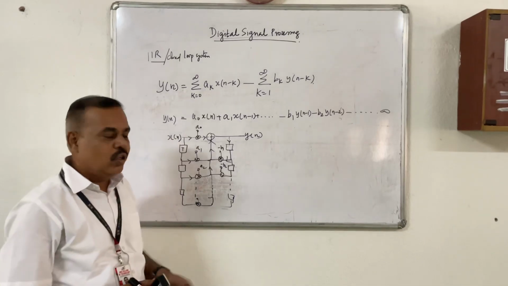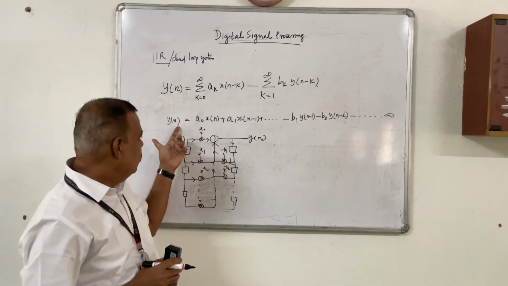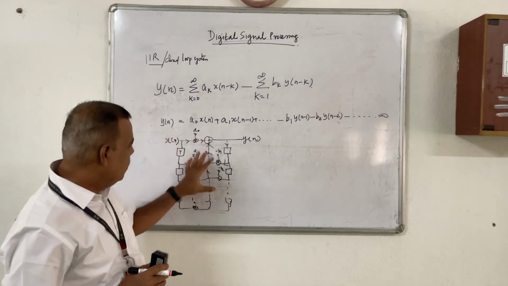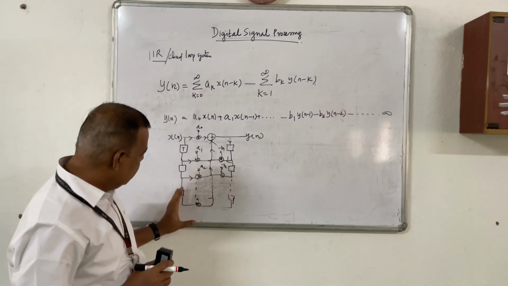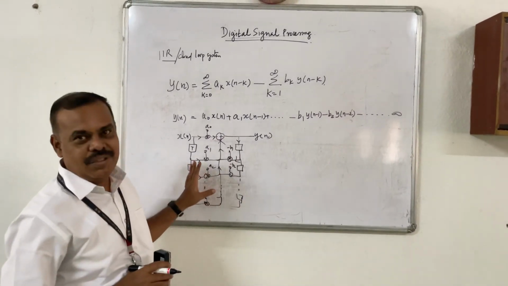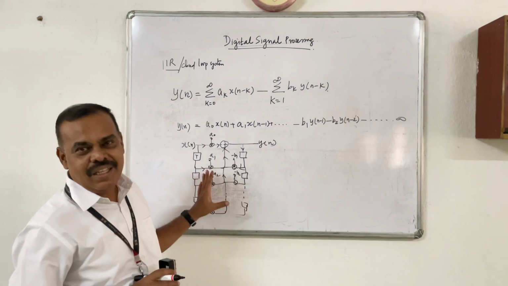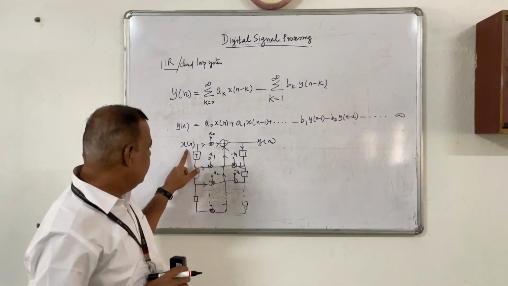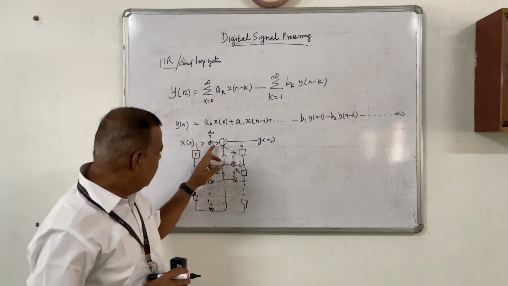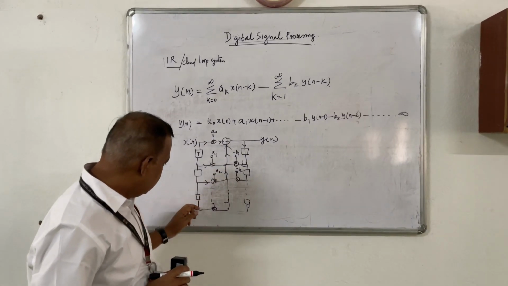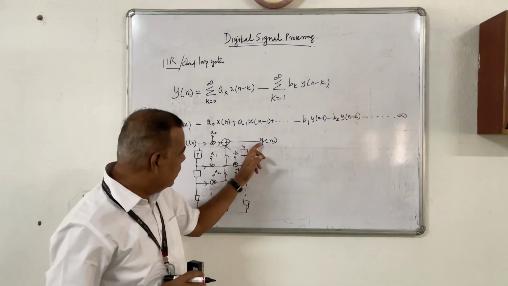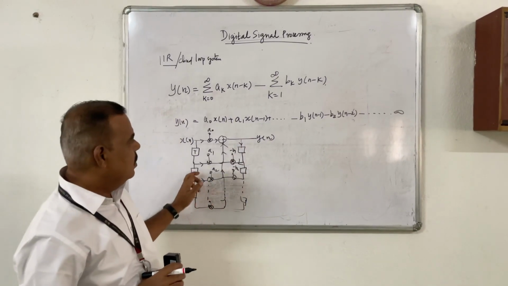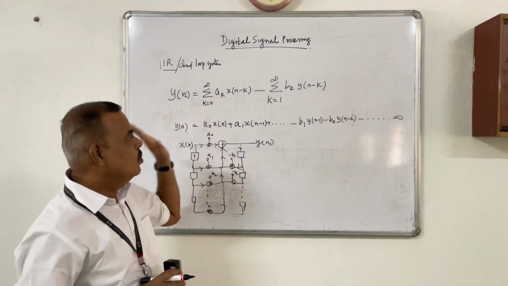Here you can notice the present output depends on the present input, past input, and past output. Clearly the architecture shows that the present output depends not only on the present input but also on the past inputs and the past outputs. That is called a closed loop system.